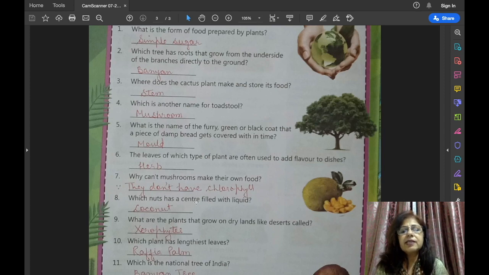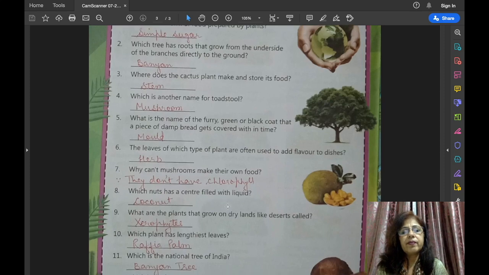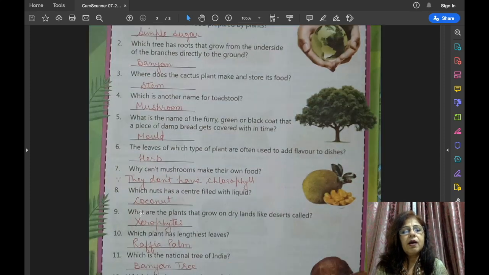Which nut has a center filled with liquid? Coconut has a center filled with liquid. Number 9. What are the plants that grow on dry lands like deserts called? The plants that grow on dry lands like deserts are called xerophytes. Number 10. Which plant has the lengthiest leaves? The plant that has the lengthiest leaves is raffia palm.